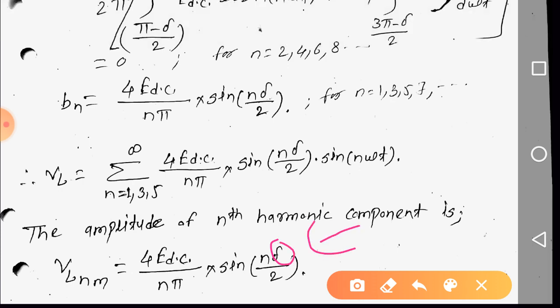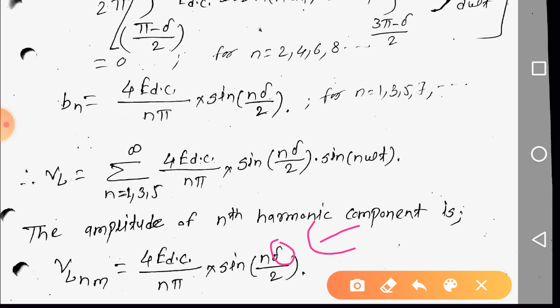So it is sin(n into 120/2), which means sin(n into 60), right? So which harmonic will be absent? The second harmonic is already absent, because Bn is 0 for even harmonics, right? So suppose n = 3, it is sin(3 into 60 degrees), right? So sin(3 into 60) is sin 180.